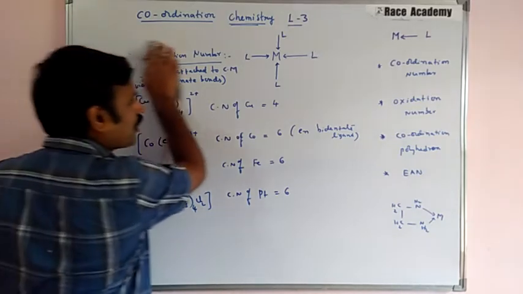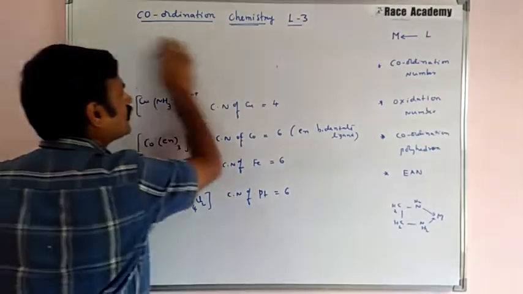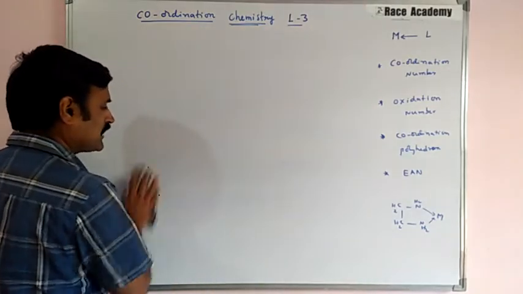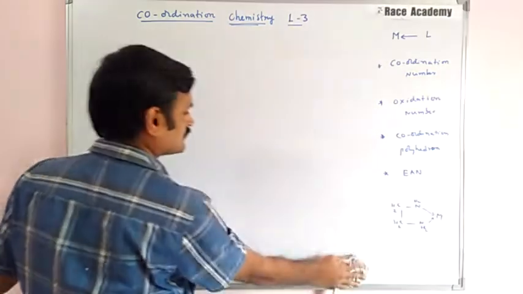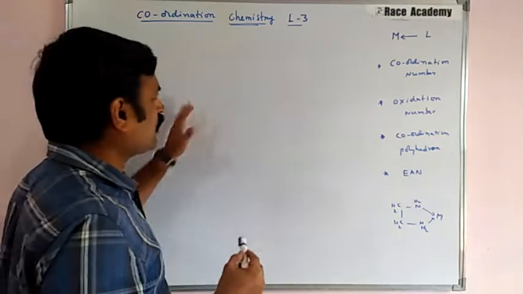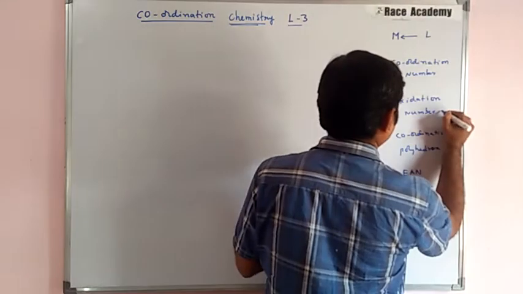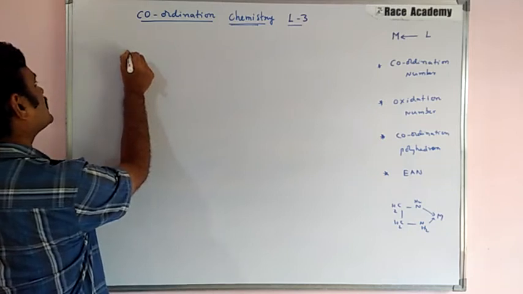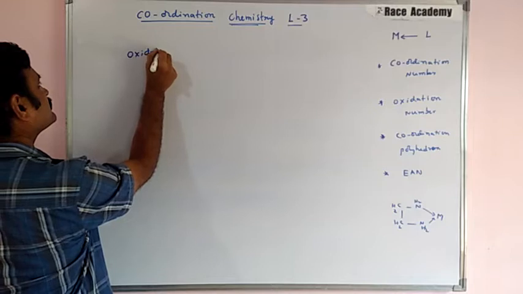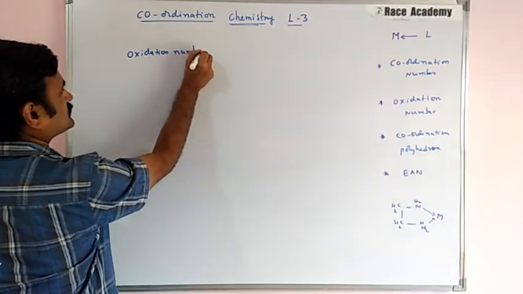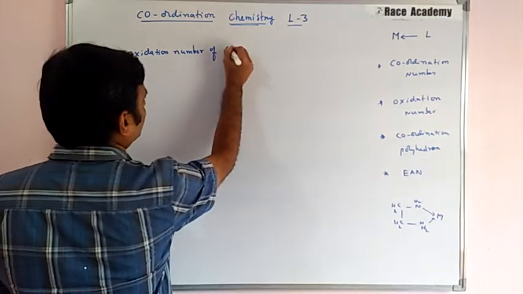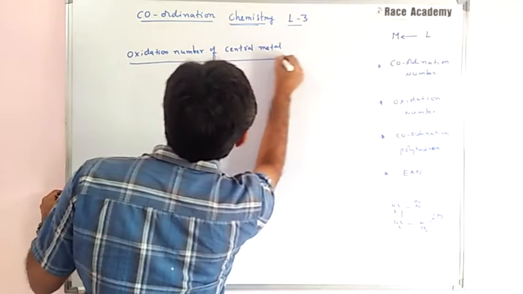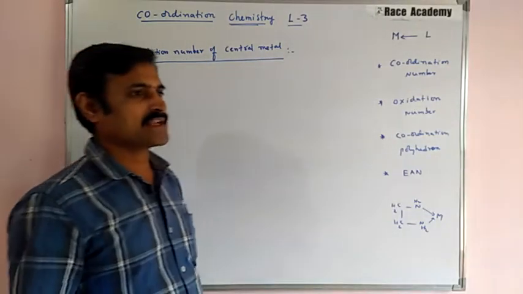Now we will talk about the next one, that is oxidation number. Oxidation number is also one of the important characteristic properties we have to learn in coordination chemistry, the oxidation number of central metals. Let us talk about the oxidation number of the central metal in the coordination complexes.